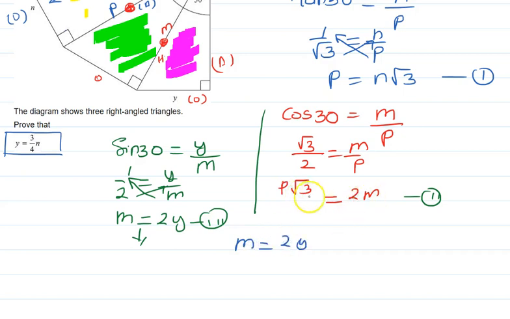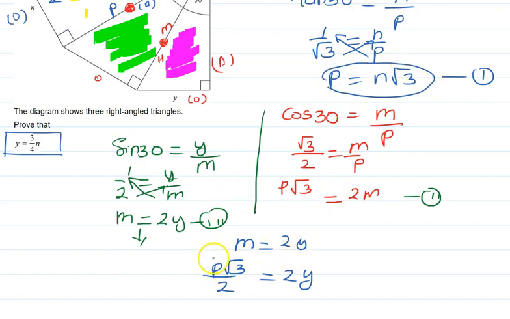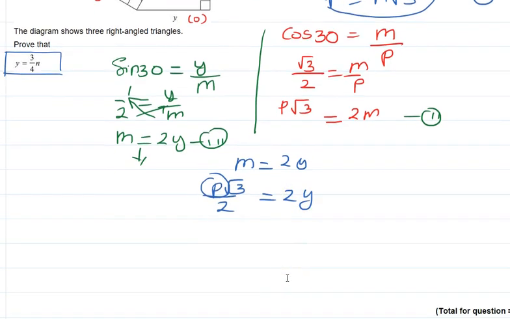What is m? m is p root 3 over 2. So let's write down here p root 3 over 2, that is 2y. Now we need to eliminate p. So p is n root 3. In place of p, we can write n root 3. So it is n root 3, and there's another root 3 from this one, over 2, equals 2y. Yeah, now divide by 2 on both sides, because y is all alone here.